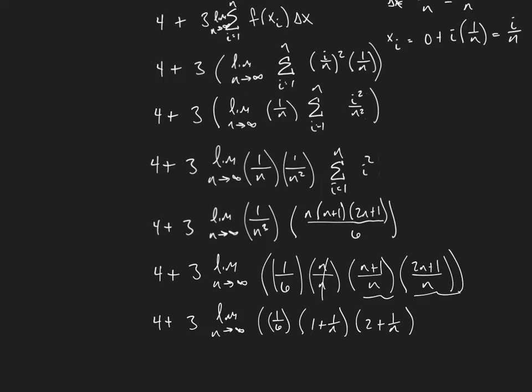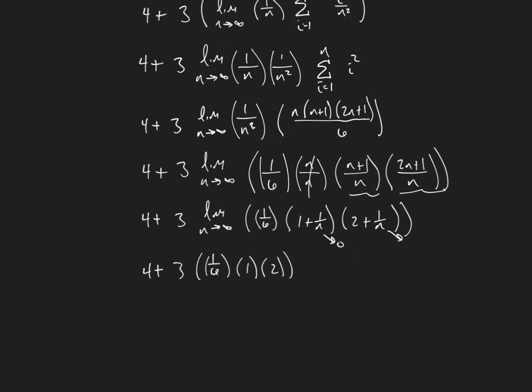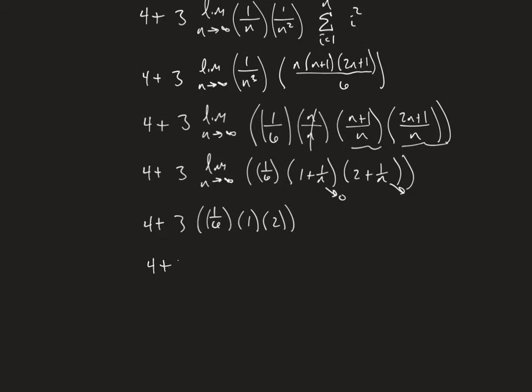And so now when I actually evaluate that limit, this is going to go to 0, so is this. So I have 4 plus 3 times, I don't need the limit anymore, 1/6 times 1 times 2, which is 4 plus 3 times 2/6, which is 4 plus 6/6, which is 4 plus 1, which is 5.